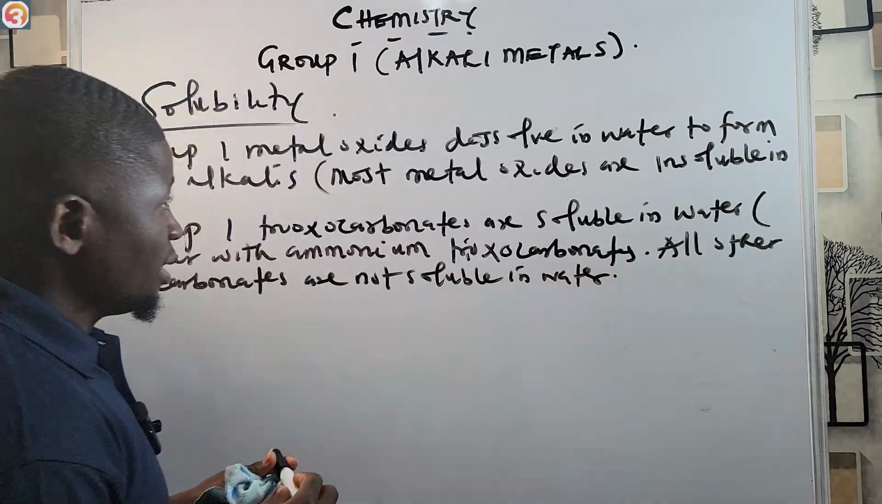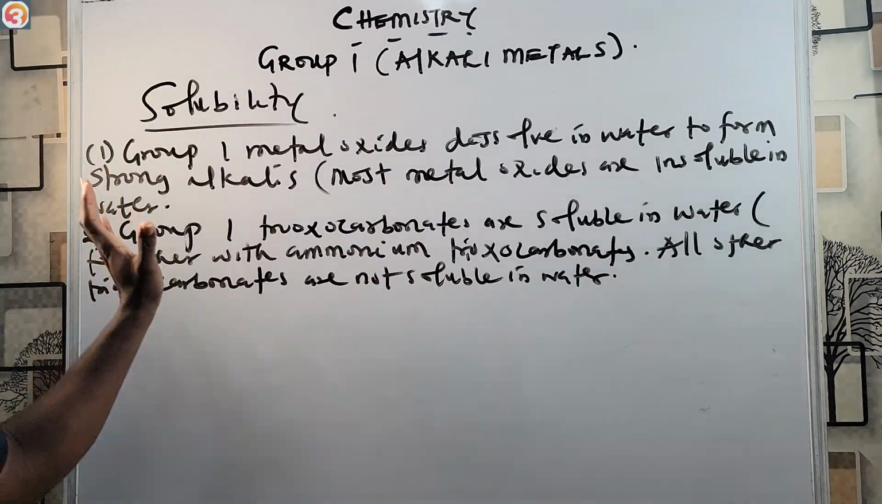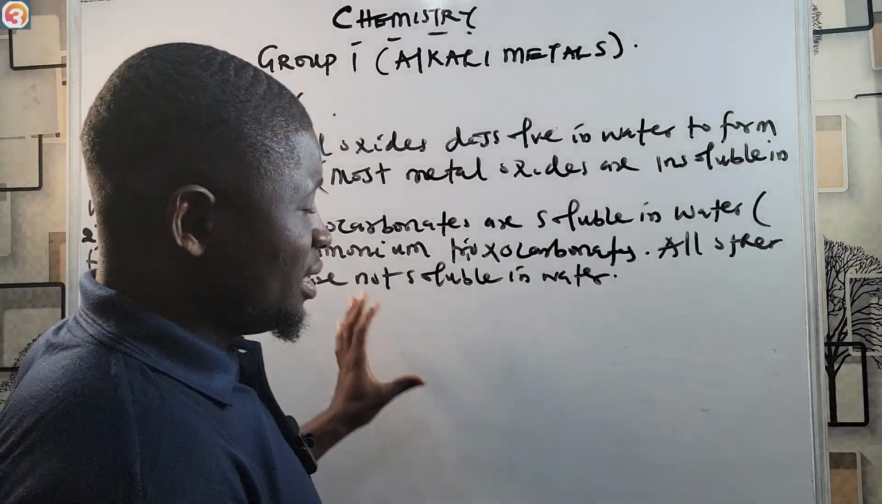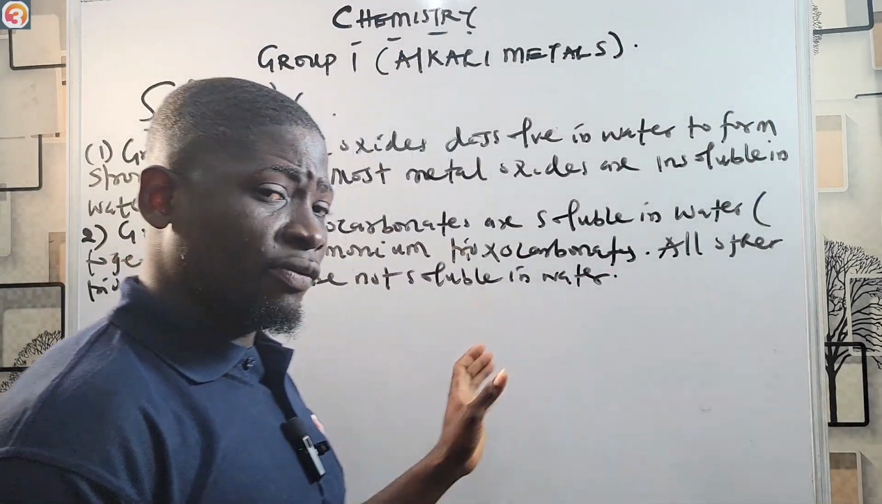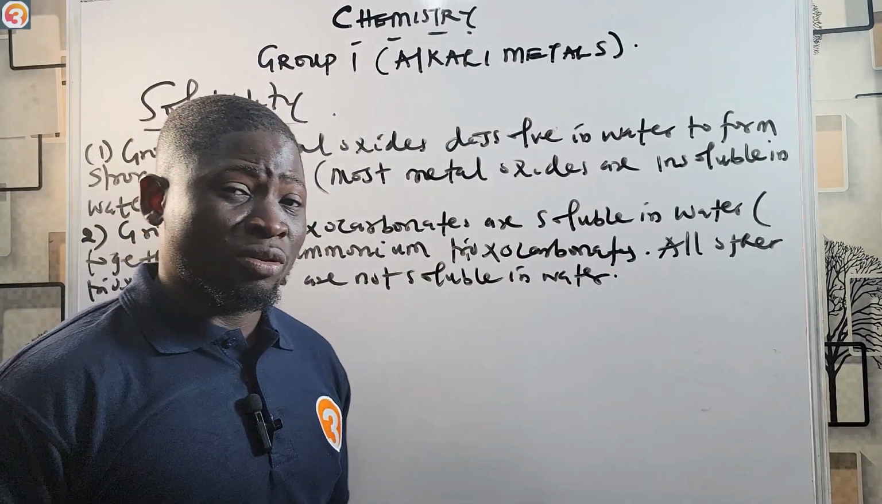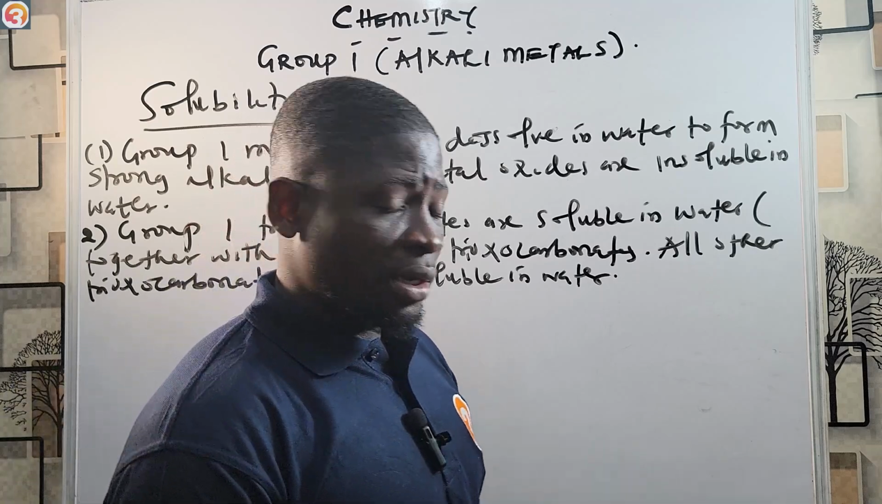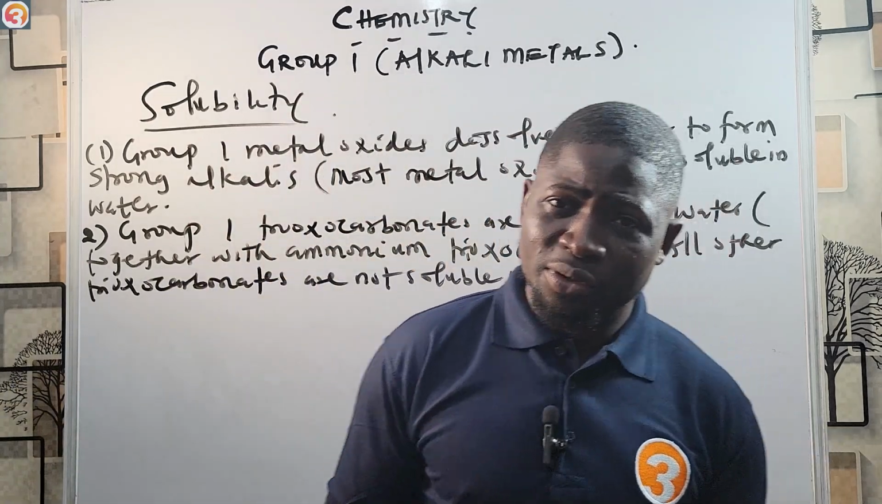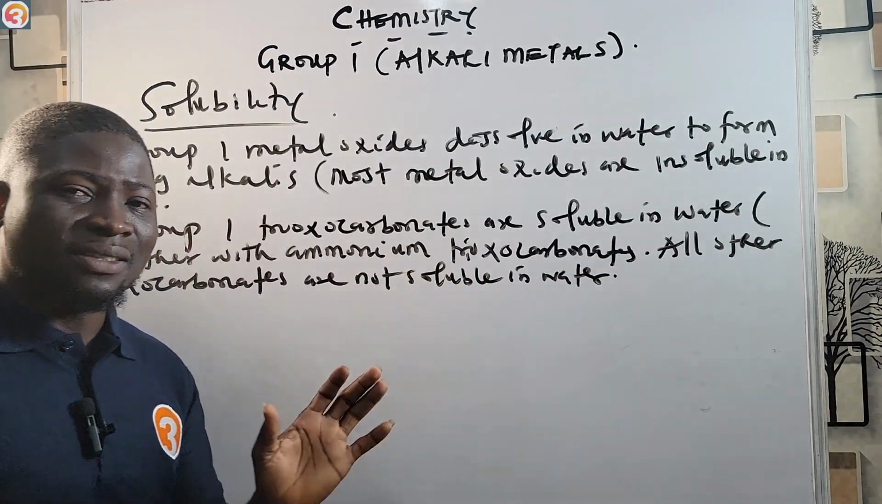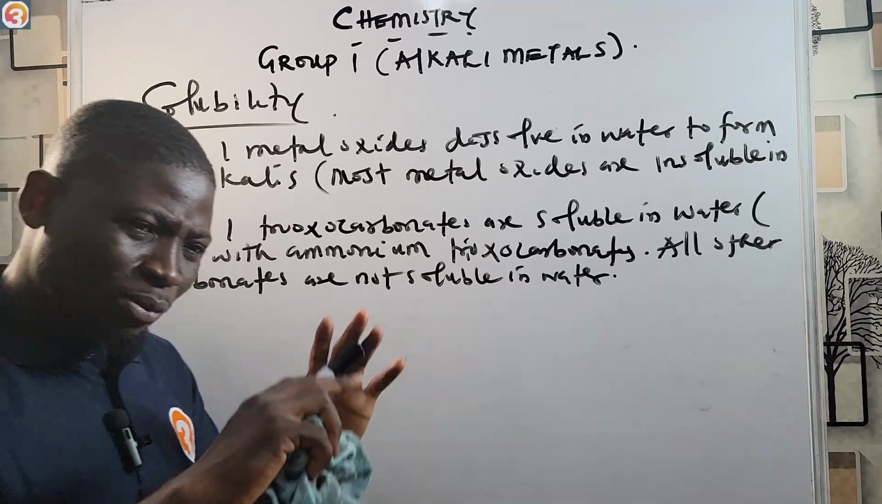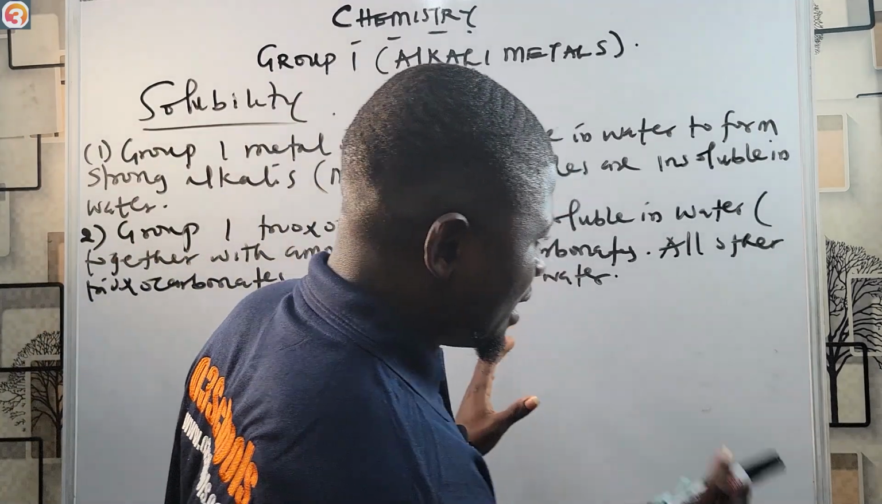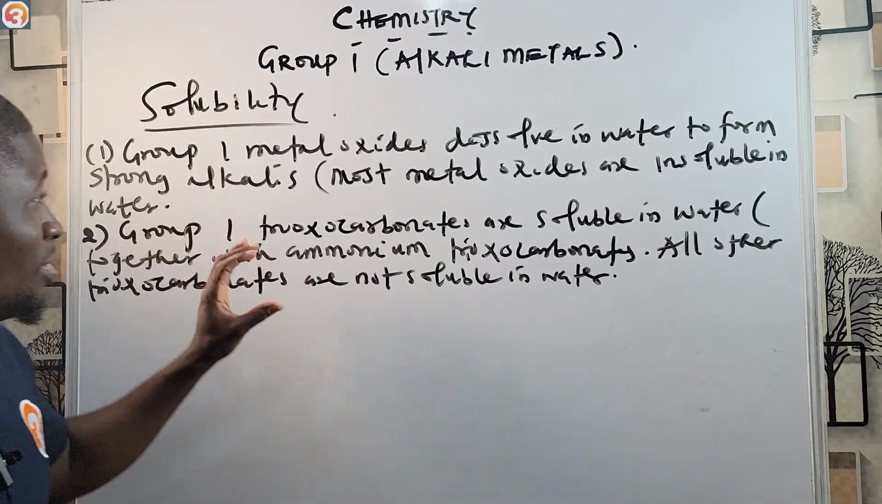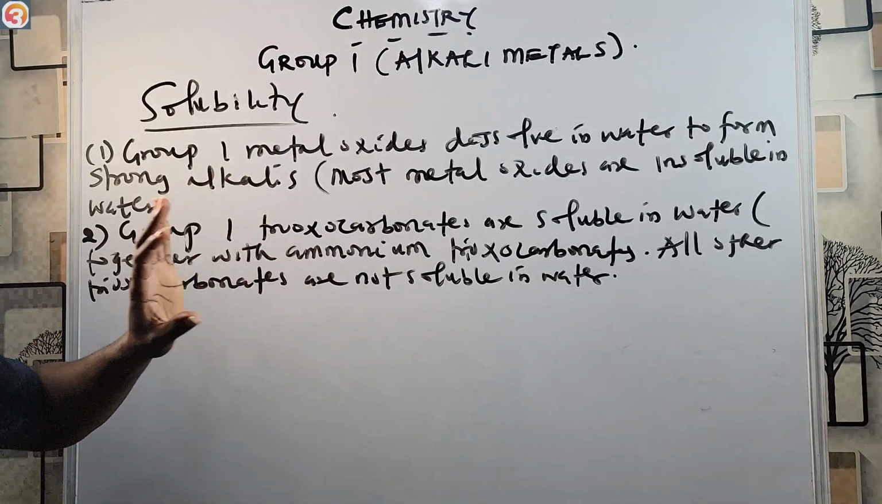Right. So as you can see, after talking about solubility and stability to heat of group one metals, I'm not going to do the same thing for group two, group three and four and so on, right? Because from here now, I'm summarizing everything for you, for you to understand. And there are exam questions on this, so you have to take note of them.